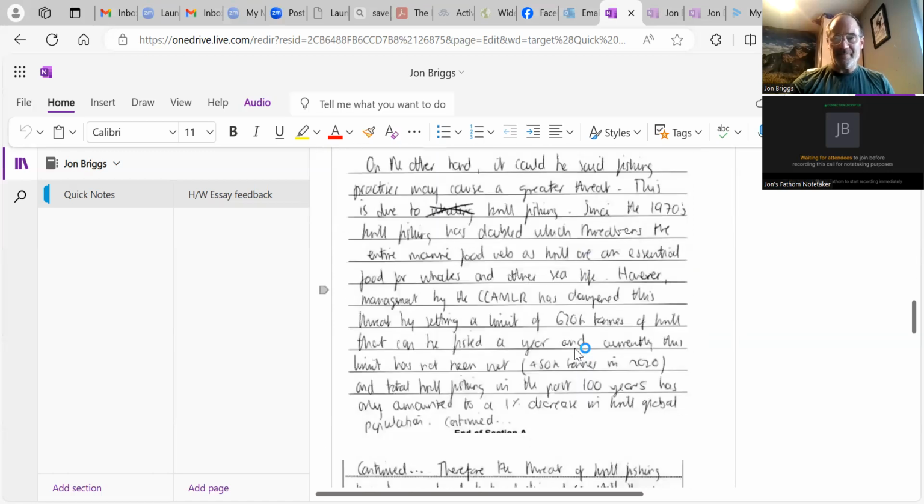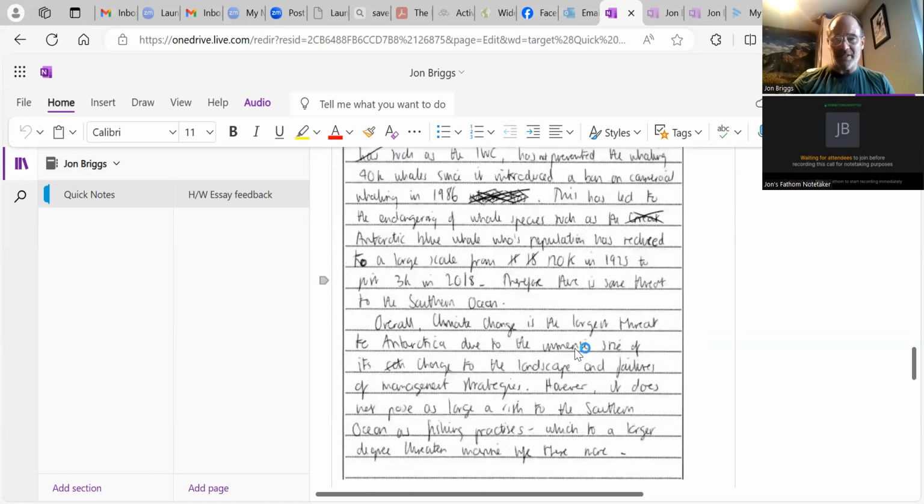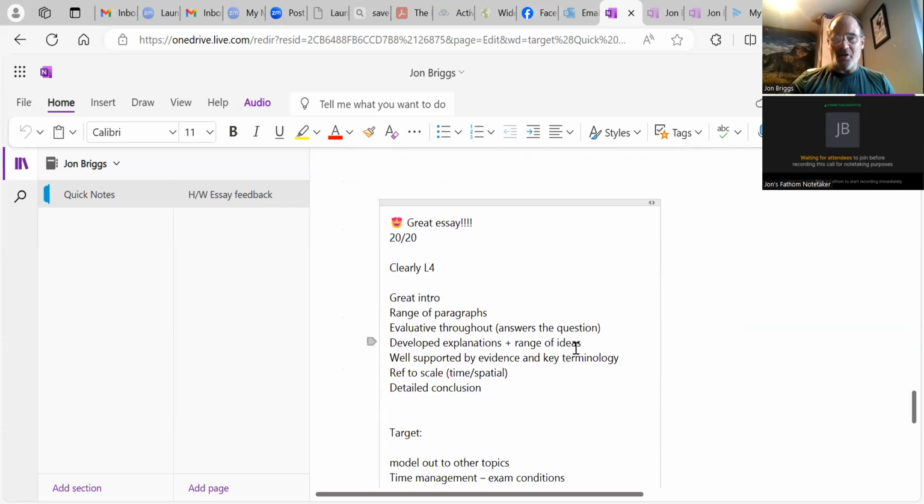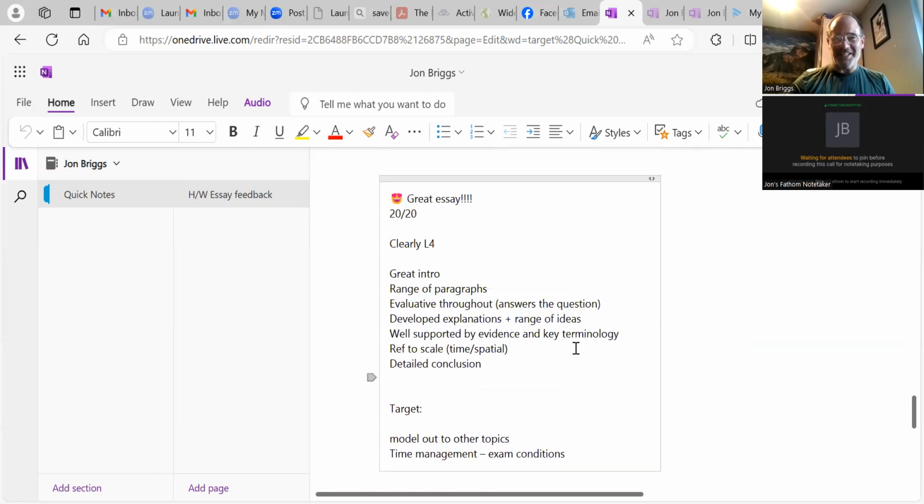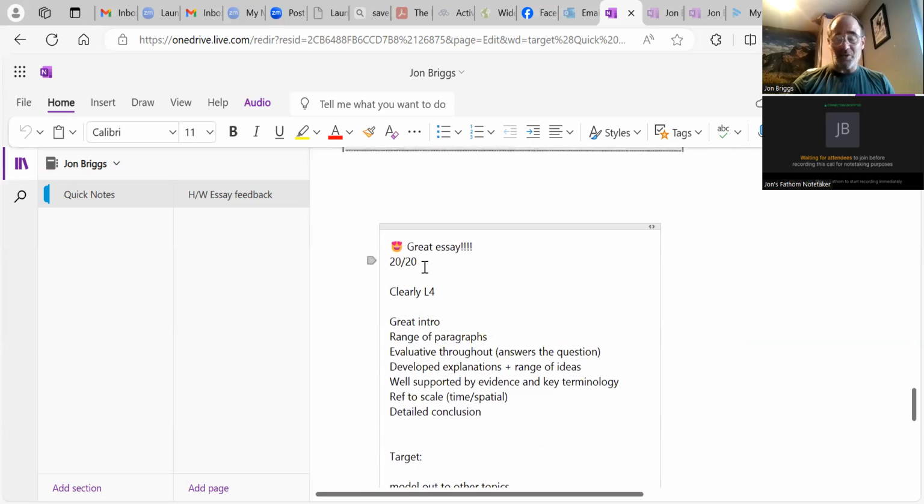What I do at the bottom here is I've done an overview, and just checking it is actually there. So I've said, look, great essay, got 20 out of 20. This was done in 25 minutes. This was from a top candidate. This student had written this in year 13.